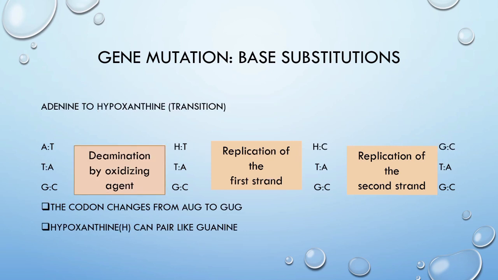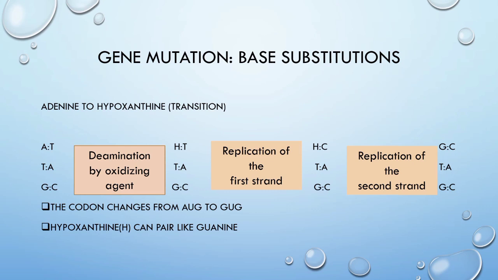Now next we want to look at an example of a transition, and then I'll be talking about adenine being converted to hypoxanthine. Now this is also done by an oxidizing agent. So now in the first base pairing in the codon, we have A-T. Now A can be converted to H by these oxidizing agents, and then H-T is formed. Now this H-T undergoes replication. This strand undergoes replication, and then the first strand, we're talking about the first strand, that is H.